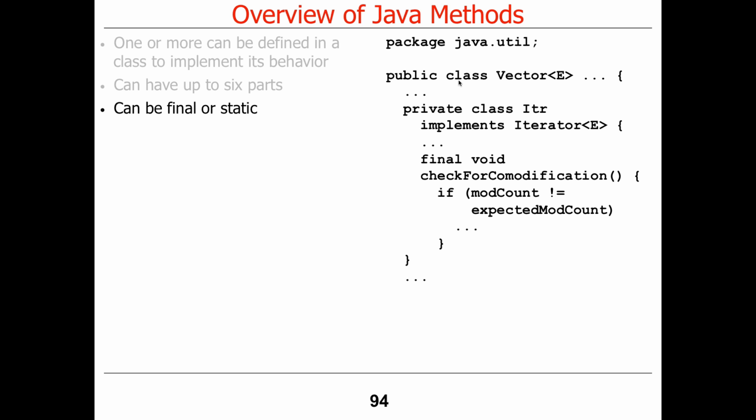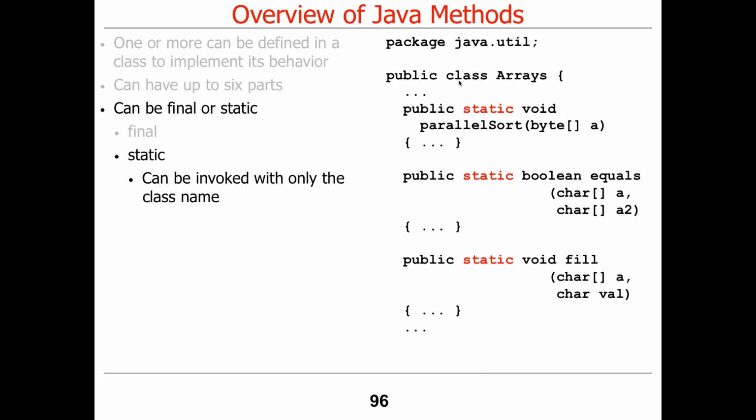Now, like data, or fields, you can have different qualifiers on the various methods. So you can have final, you can have static. So final basically says cannot be overridden or hidden by subclasses. So here's an example of the iterator that's defined in the vector, and it has a method called check for co-modification, where co stands for concurrent, and it basically is checking to see whether or not something's been modified concurrently, and if it has, then things go awry. And we don't want to make it possible to override this. So this is the one and only implementation of check for co-modification. End of story.